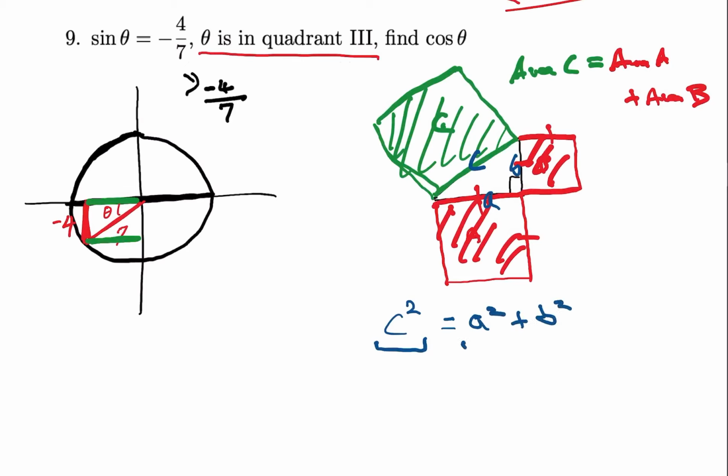So don't just memorize the formula, know what it means. It means the relation between the area of C square and these two squares adding.